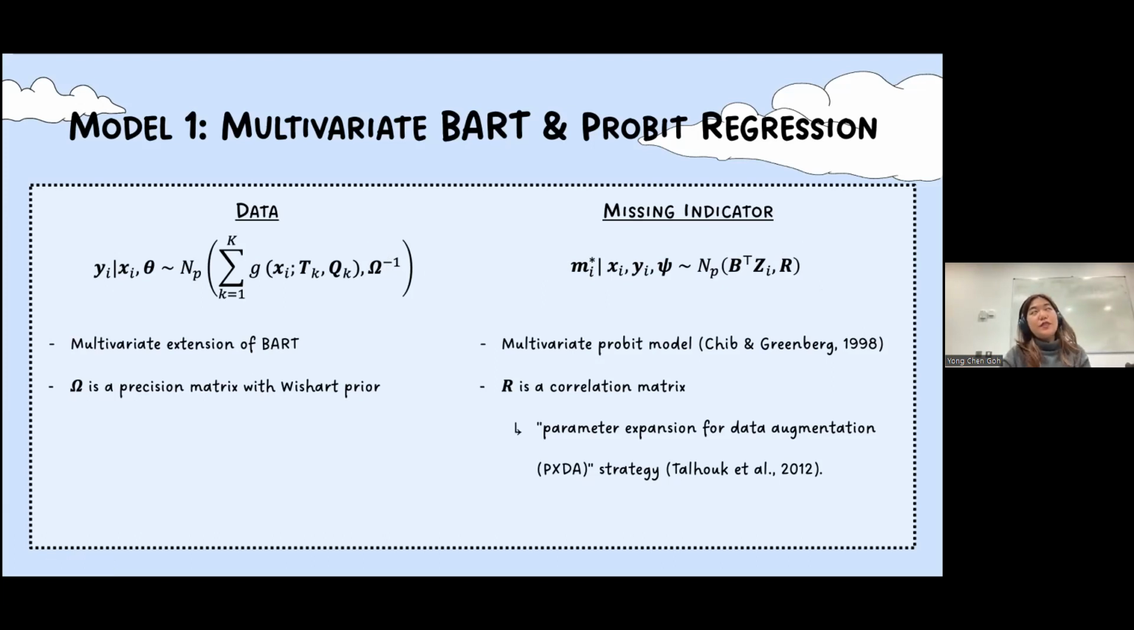To implement this model, we did everything in R, and we can get posterior samples of our terminal node parameters, the precision matrix, this matrix D, and also the correlation matrix via Gibbs sampling. We can also conveniently impute our missing data using a Gibbs sampler as well.